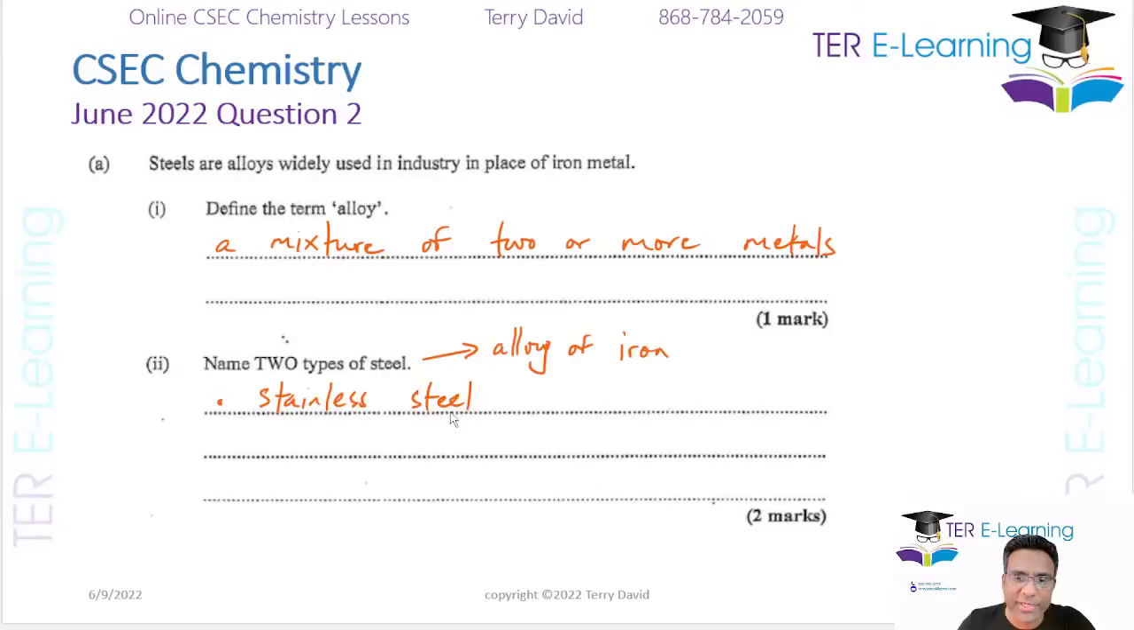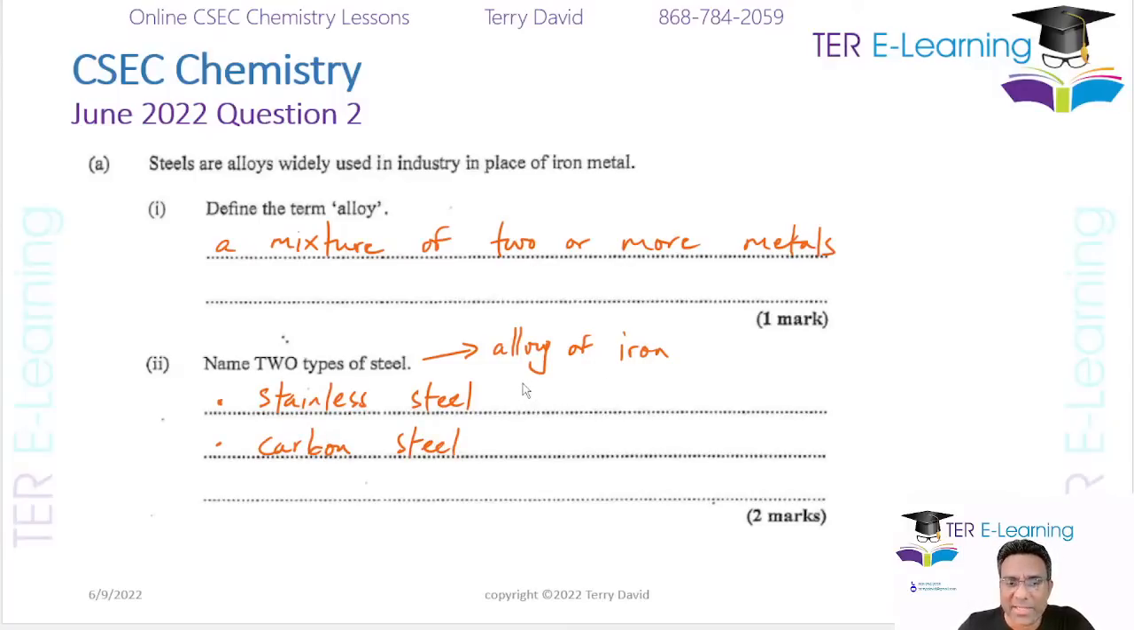So if you go to a kitchen and you pick up a spoon or a knife, that's stainless steel. Some students recognize that we could put stainless steel, but they won't show what else. What we can also say here is carbon steel.